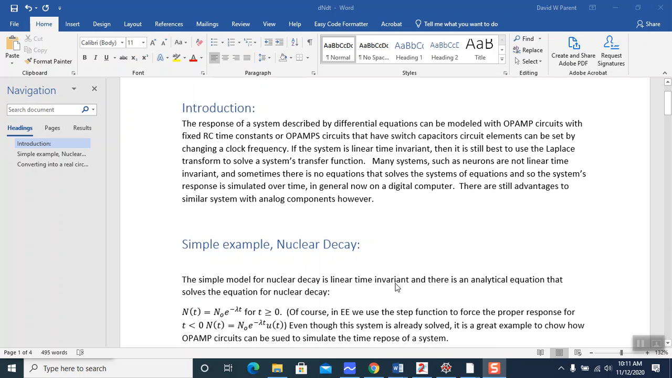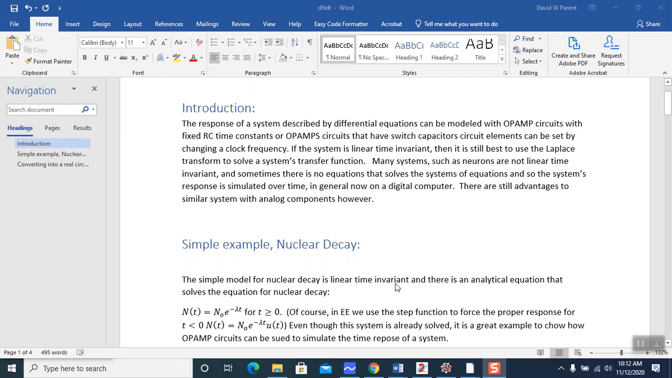Let's go over how to model differential equations with the Anadigm switch capacitor system. You can describe differential equations with op-amp circuits with fixed RC time constants and switch capacitor circuits, which have time constants that can be set by changing a clock frequency.